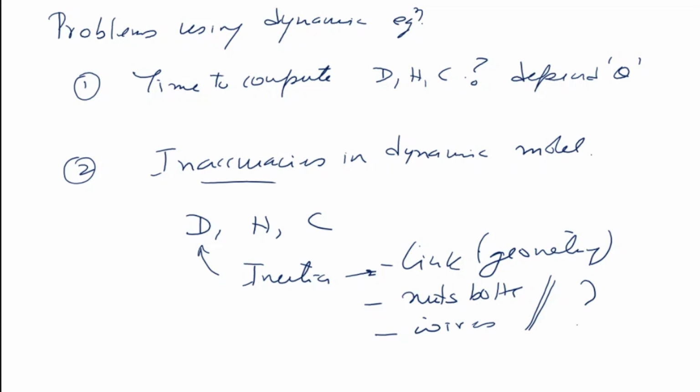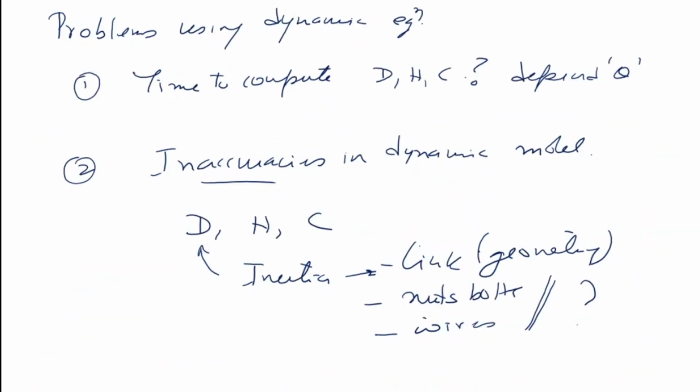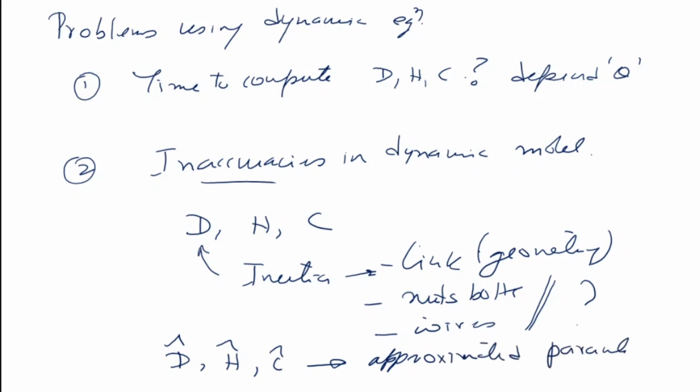So in the dynamic model that we just drew some time back, what we basically do is we use an approximate model. So it is D cap, H cap and C cap. We have to approximate these models, not exact models, but approximate models, or approximated parameters. There are ways of approximating these parameters before you use them, because exactly computing is not possible, and there'll be a lot of errors there. We will not go further here because we are not dealing with dynamics in this course, but this is just to understand that these problems are there.